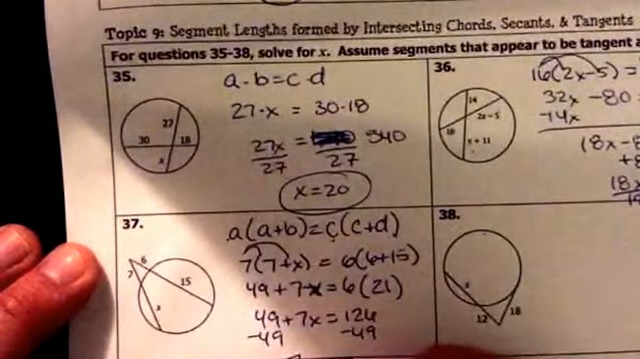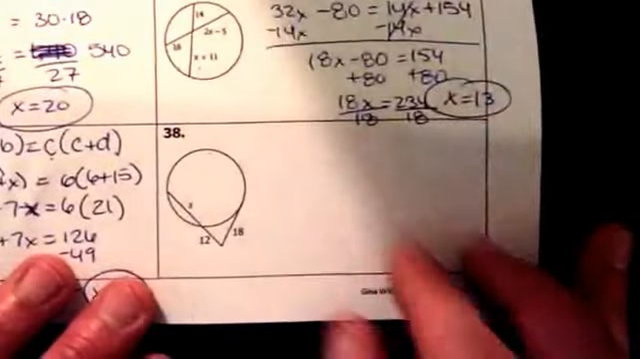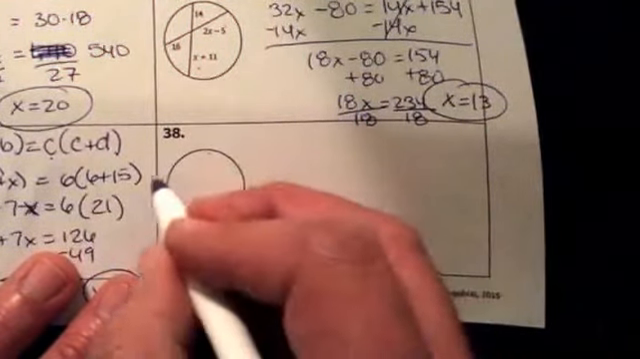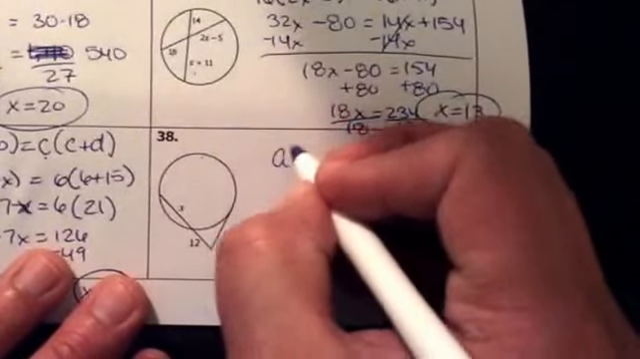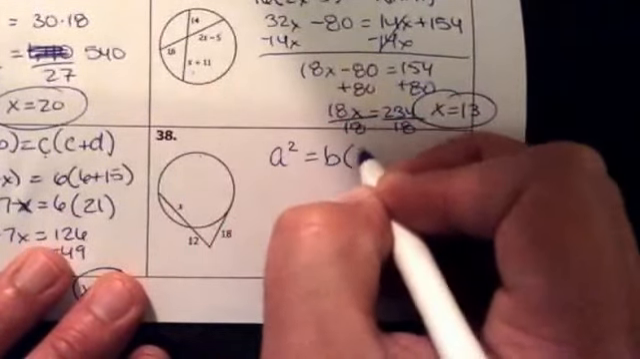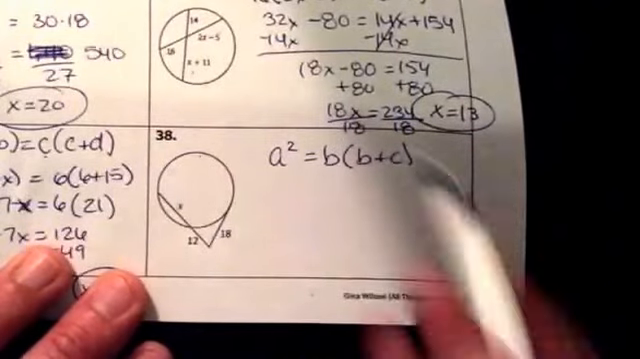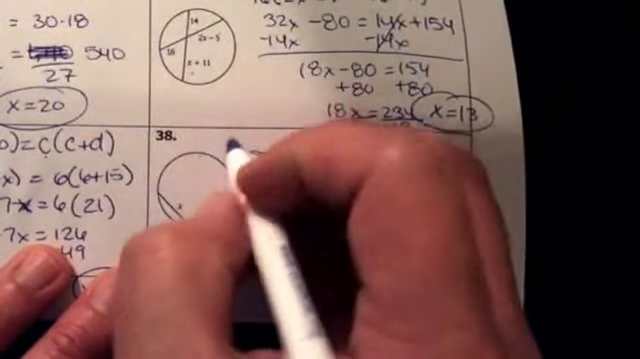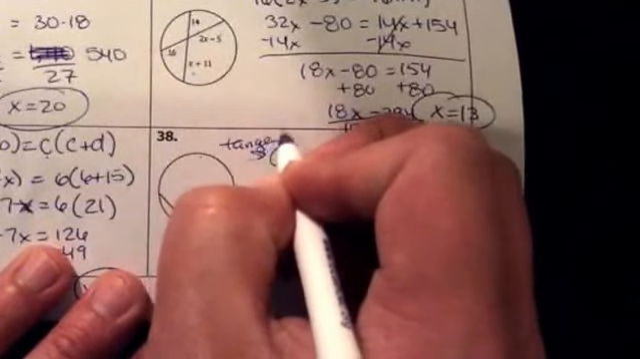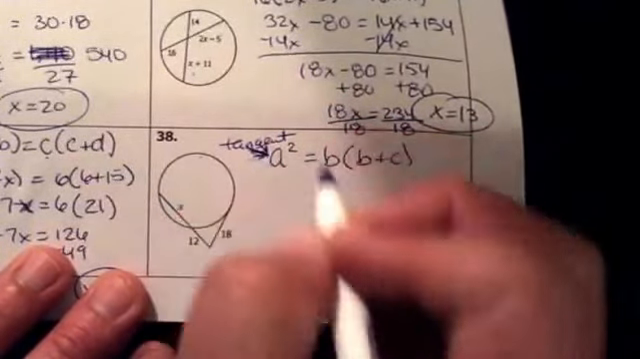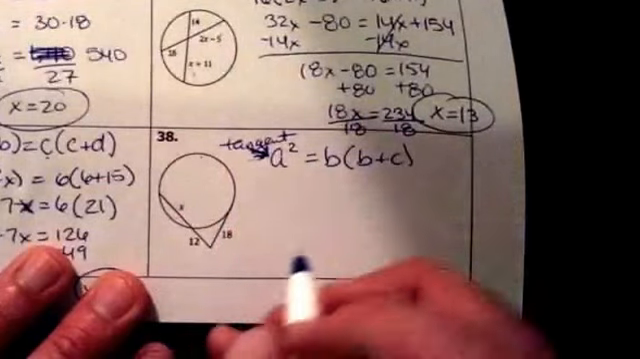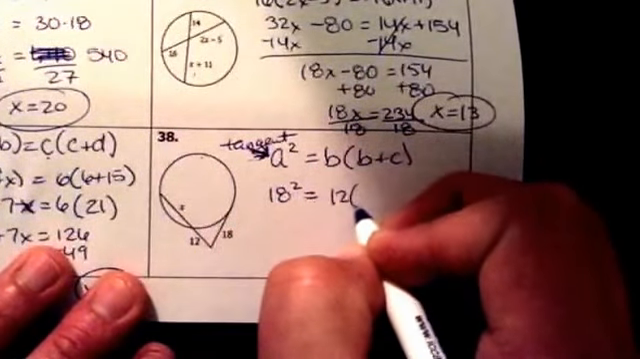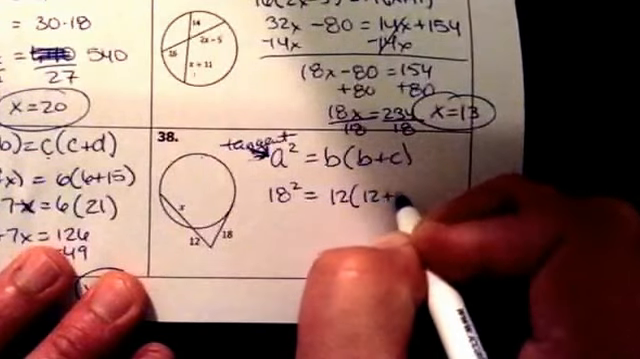Solve for x. I am all set. And our last problem, we have an intersection happening outside. However, I have a tangent and a secant. So what I have here is a squared equals b times b plus c. I'm not sure if that's the exact formula that we're given. However, the a is the tangent piece. So what we know is when we have the tangent piece by itself, we square it. So basically it's 18 squared equals 12 times the quantity of 12 plus x.